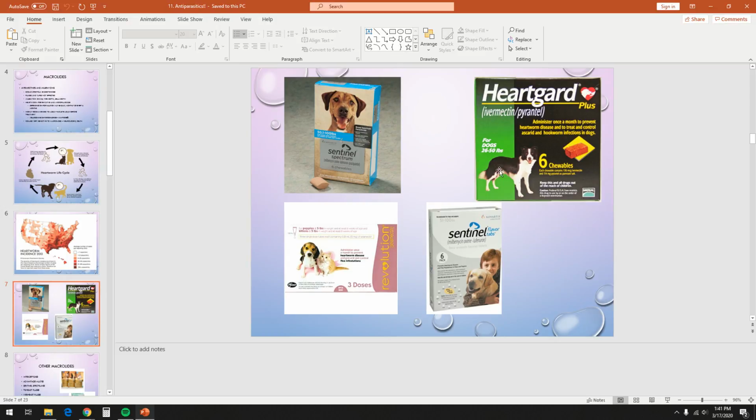Here's just some examples of the products that we talked about. Sentinel, Spectrum, HeartGuard, Sentinel. These two Sentinel products are very similar. One does a little bit extra deworming process to it. Revolution's going to be probably one of your most common drugs to use, just because it's so safe for cats, and we use it a lot for dogs as well.